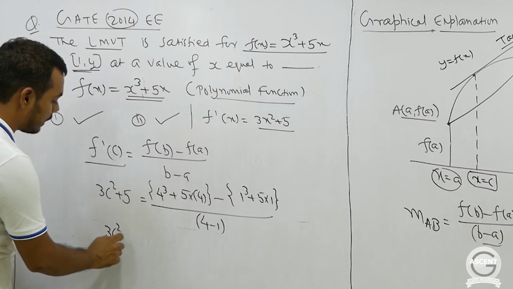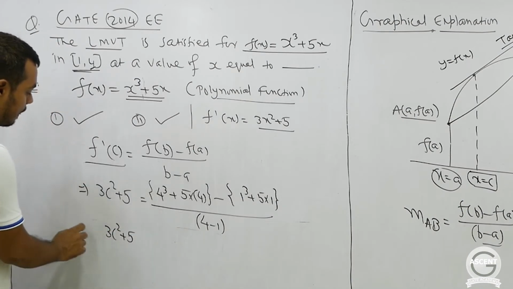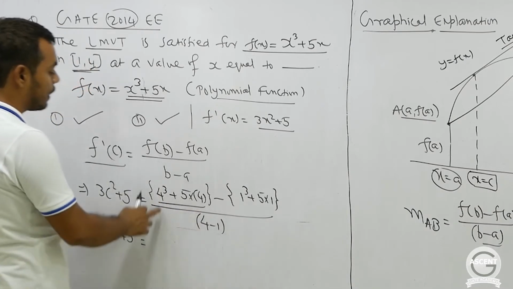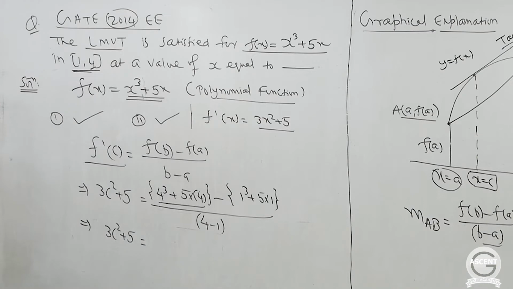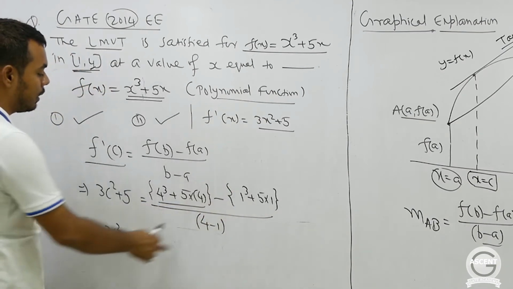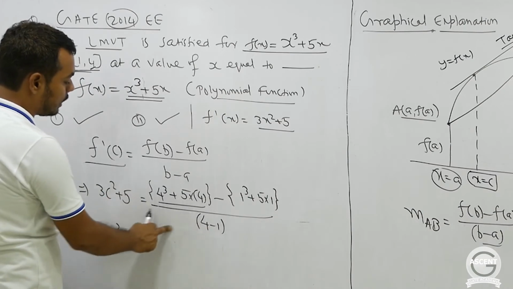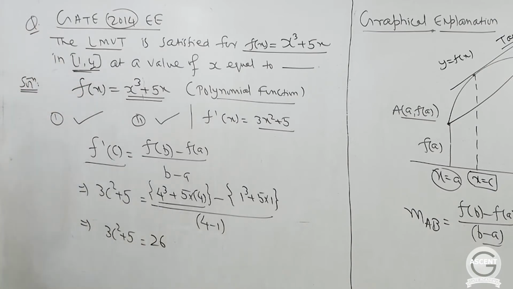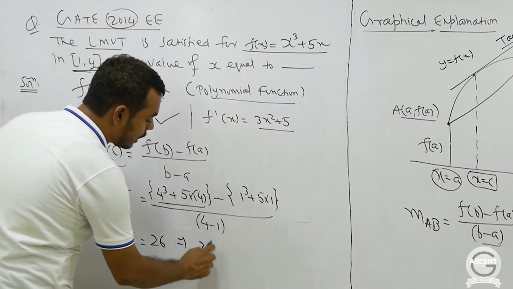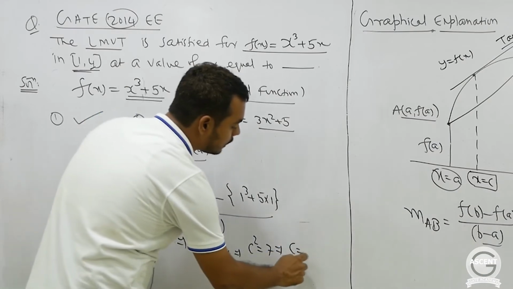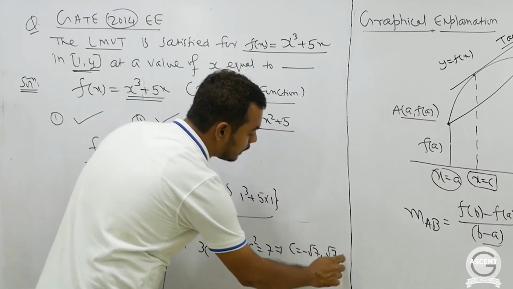So from here I will get 3c square plus 5 equals 4 cube plus 5 into 4, which is 64 plus 20, 84, minus 6. So this will be 78 by 3, which is 26. Okay, so 3c square plus 5 will be 26. This means 3c square will be 21, c square will be 7. The values of c that we get are minus root 7 and plus root 7.